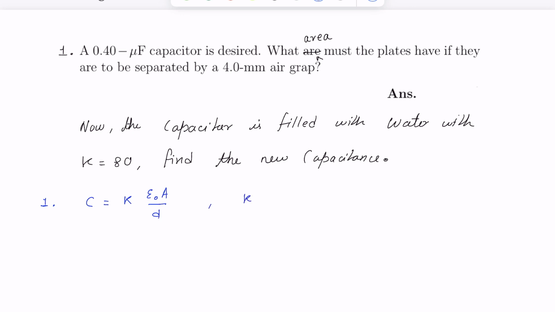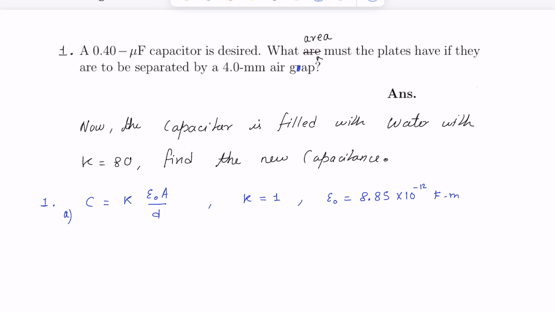K, let's say we are doing part A of the problem, is going to be 1. This will be given to you. Dielectric constant is different for different materials. So right now for the first part we have this parallel plate capacitor and there's a 4.0 mm air gap in between the plates, and for air the dielectric constant is 1. Epsilon naught has value 8.85 times 10 to the minus 12 farad per meter. Always take care of the units, and we need to find the area.